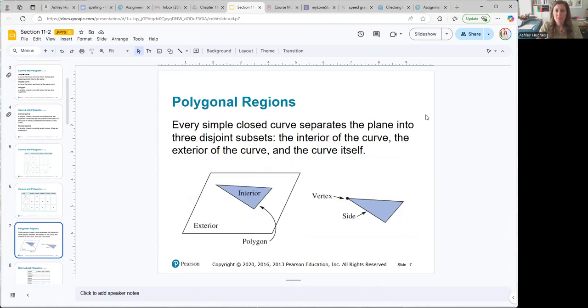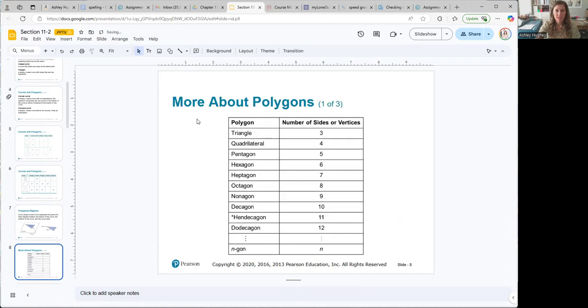Every simple closed curve separates the plane into 3 distinct disjoint subsets: the interior of the curve, the exterior, and the curve itself. So interior, exterior, and the actual curve. And then we also see the vertex definition. Here's that point and the side.